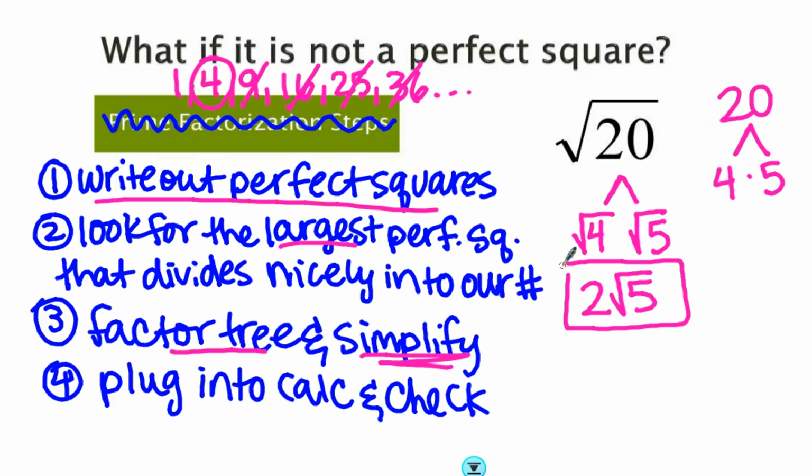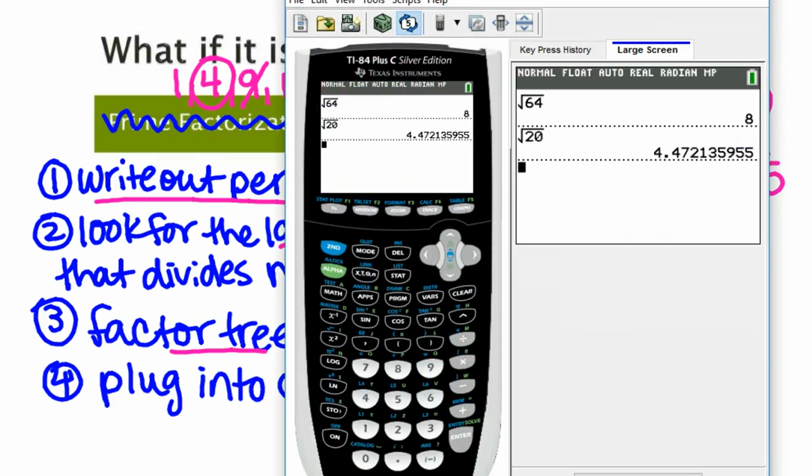And then I can plug it into my calculator to check. I see what the square root of 20 is, right? It's 4.4 and so on. And now I've reduced it to 2 times the square root of 5. Now think to yourself, should these two values be equal to each other? Think about those fractions.